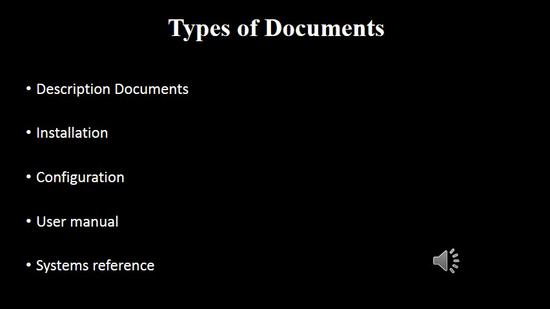The next one, configuration document. The system configuration document is meant for the system administrator or users. This document also provides information on how to configure the system or the software for the end user. Suppose we are buying a mobile, all of us are familiar with this kind of configuration documentation.